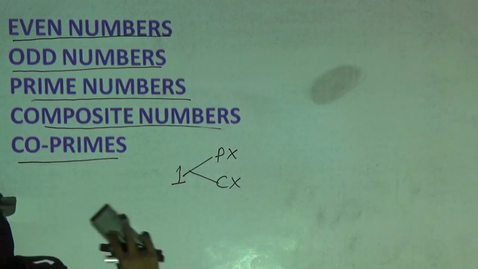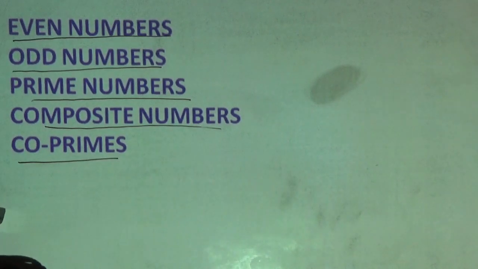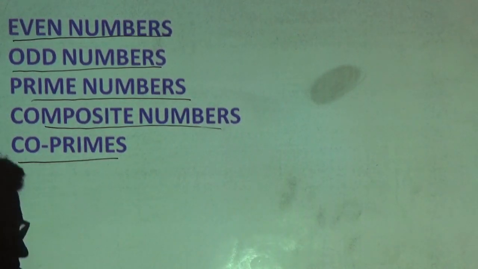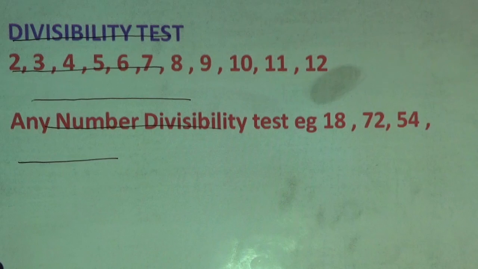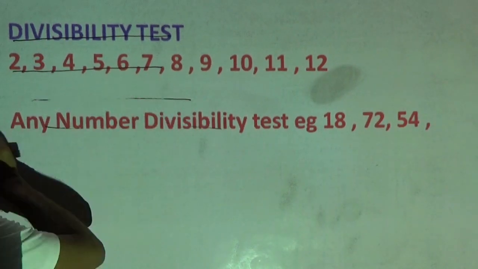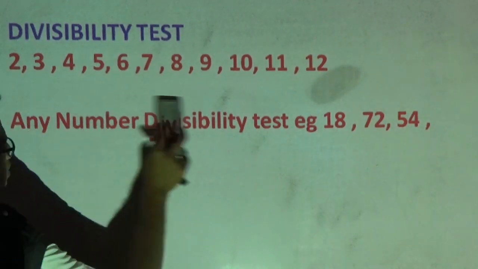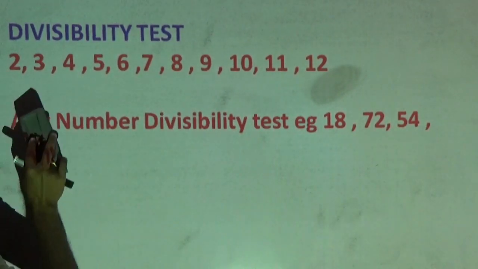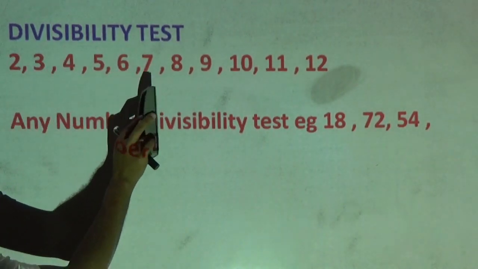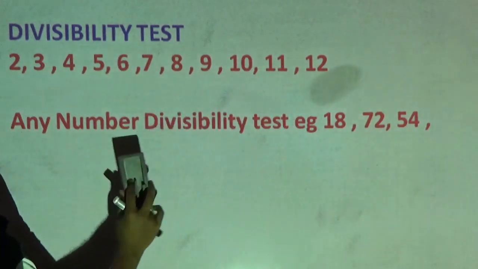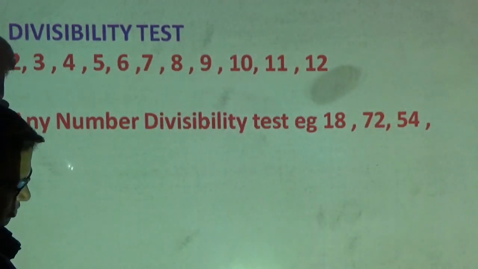What are co-prime numbers? Any natural numbers whose HCF between them is 1 are called co-prime numbers. Now, here I am going to explain the divisibility test. How to check whether a number is divisible by 2, 3, 4, 5, 6, 7, 8, 9, 10, 11, 12 or any number, I am going to explain now.